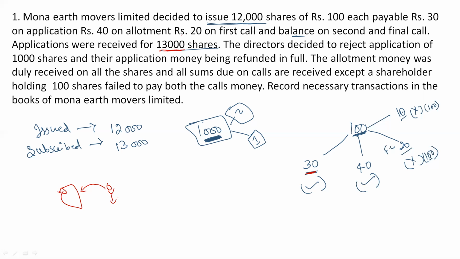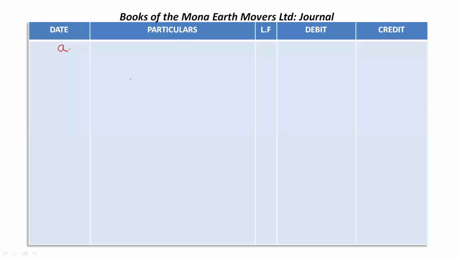Even if it is oversubscription, what do we need to record here? First of all, we should consider what amount I have received for application into my bank account. So the bank account will be debited, and for 13,000 shares I received 30 rupees during application, right? So it will be rupees 3 lakh 90,000. So bank account debit to share capital, share application account.